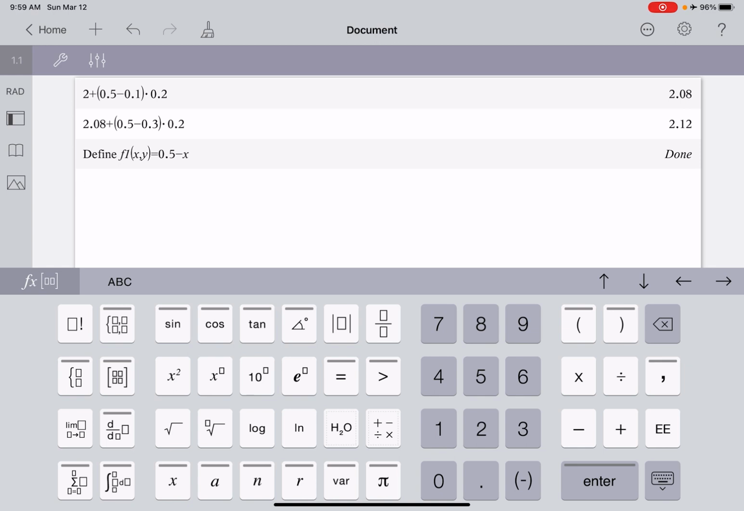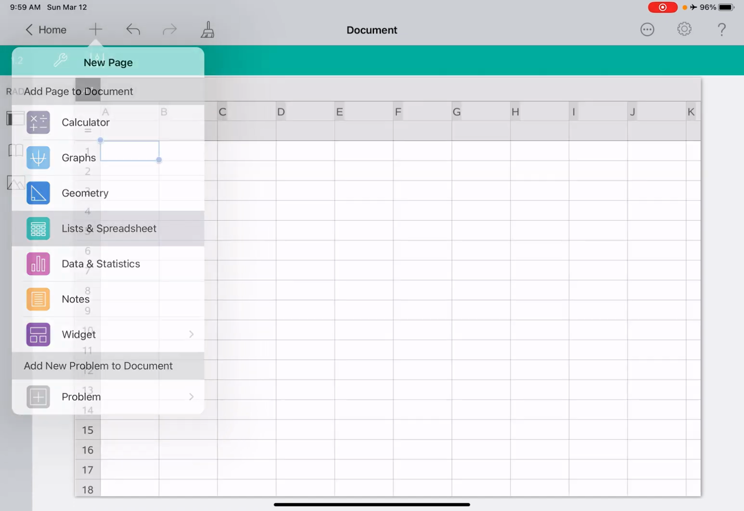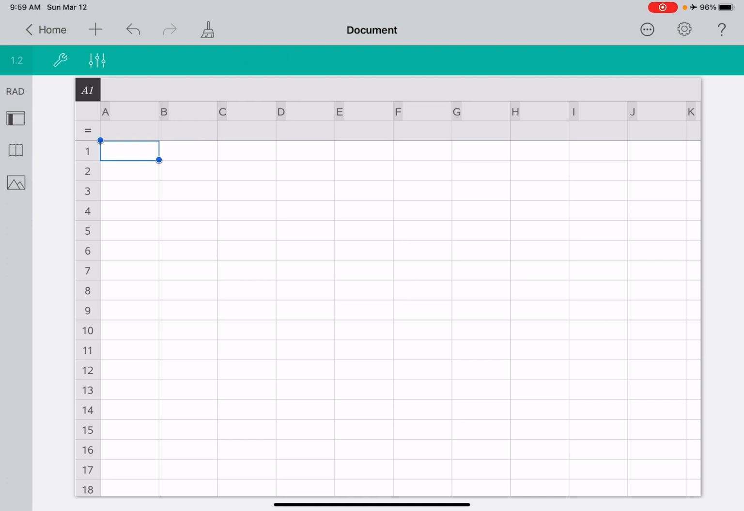Now we're going to do something we haven't done, I don't think, you guys, since back in Chapter 2 when we were doing limits. We're going to add a page to this document right here, and we're going to go to Lists and Spreadsheets, which I believe is number 4 for you guys, and we get to something that basically looks like Microsoft Excel or Google Sheets. And we're going to start using formulas here to fill in all of these values for us.